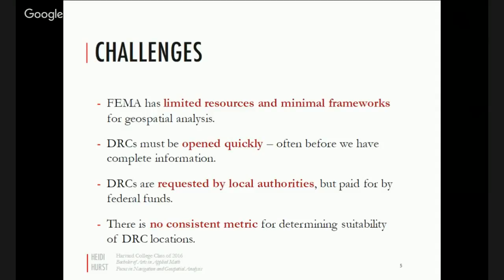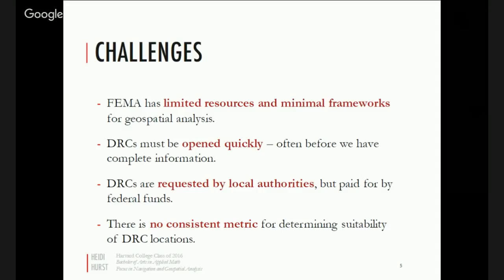Third, DRCs are requested by local authorities. And this is something that I didn't quite understand until I had been there for a while. This came out particularly in Hurricane Sandy and bringing up DRCs after that, that every local politician was very enthusiastic about having as many DRCs as they could get their hands on for their district, even if that DRC might have been redundant or might not have been put in a good location. But it looked good for folks to have DRCs in the district. So there's a bit of tension there, that these are federally funded resources that are requested at lower levels.